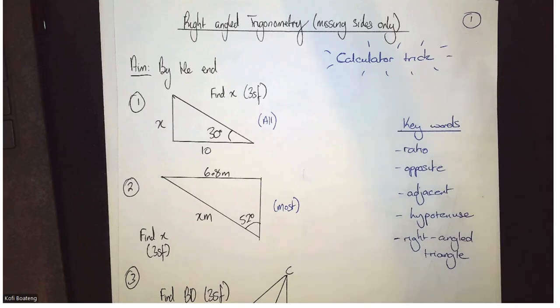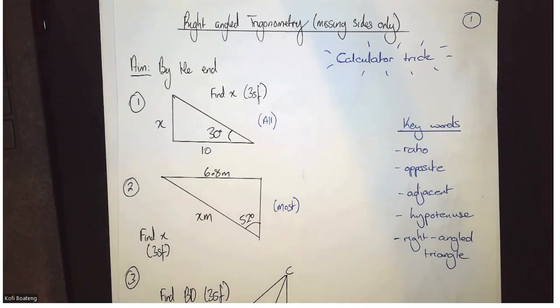In today's video, we're going to be focusing on right-angled trigonometry. Now, this is often referred to as SOH CAH TOA. And our specific focus will be on finding missing sides for this lesson. In a future video, I'm more than happy to look at how to find missing angles.